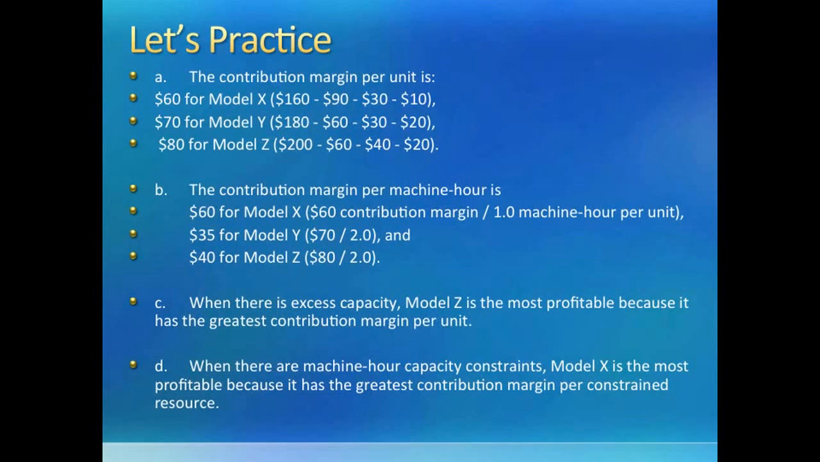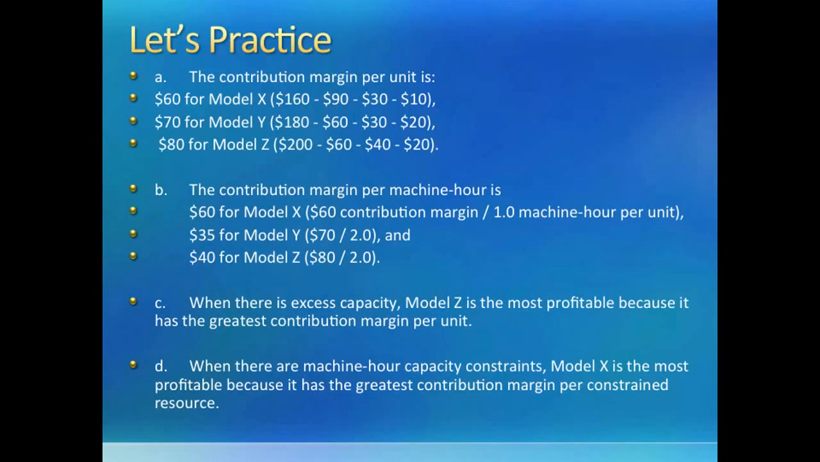The contribution margin per unit for X, Y, Z is sales price minus all the variable costs. So 60, 70, and 80 for the three products respectively. Next question is about the contribution margin per machine hour. For this, you take the contribution margin per unit that you have calculated in part A, and divide it by the time required by each unit. So 1 machine hour for X, 2 machine hours for Y, and 2 machine hours for Z. That gives us contribution margin per machine hour of 60, 35, and 40 for the three products.